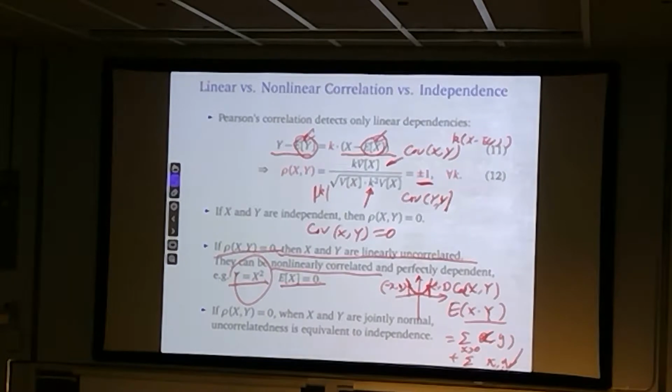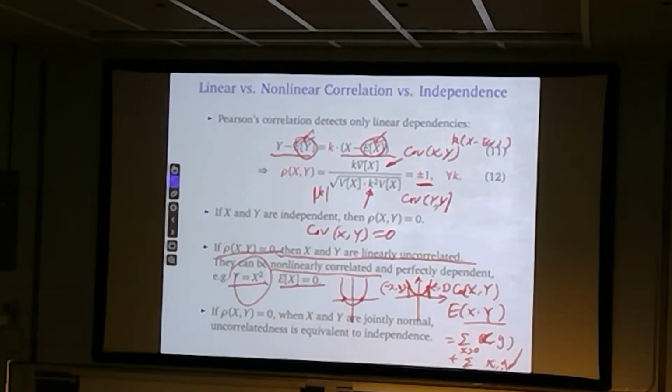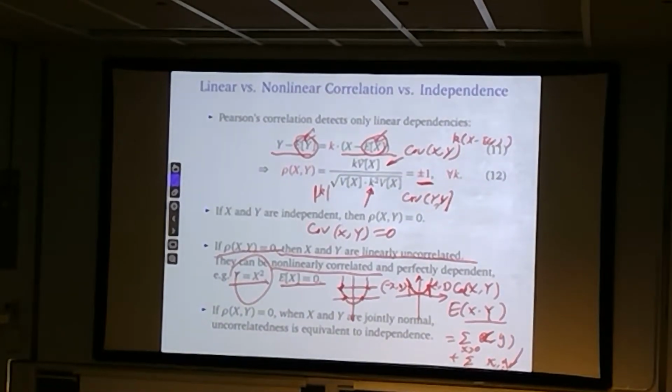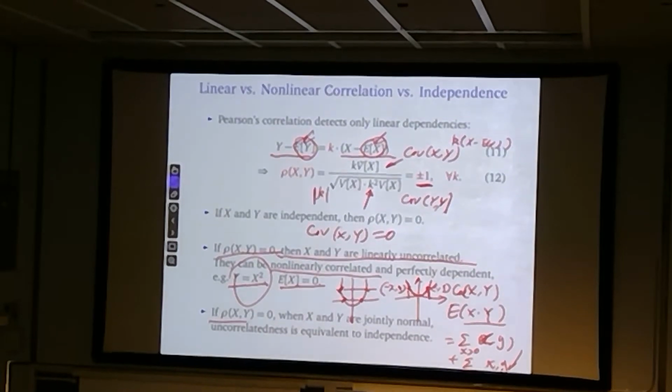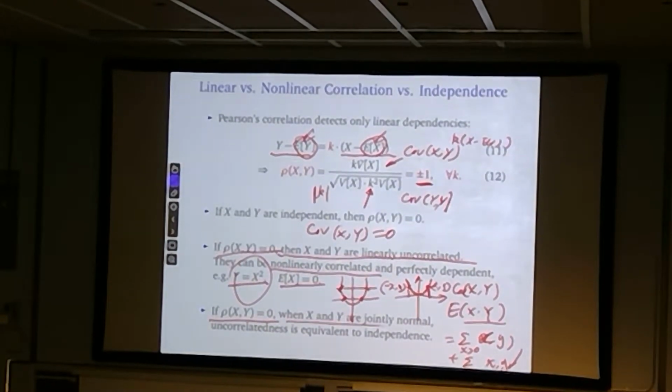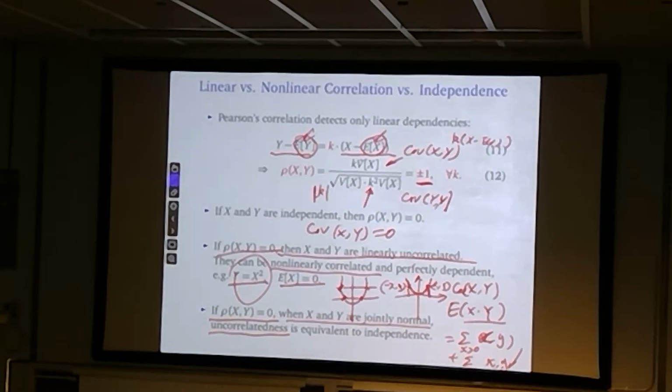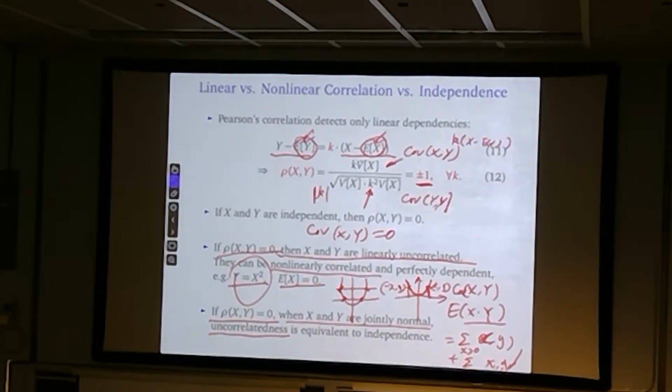In this case, if I give you a curve like this, the correlation is 0. It's symmetrical with respect to this axis, because every term here, you have this term to cancel out in the numerator. So if rho is 0 when x and y are jointly normal, uncorrelatedness is equivalent to independence, because Gaussians are only determined by the first two order moments, expectation and the covariance. Okay?